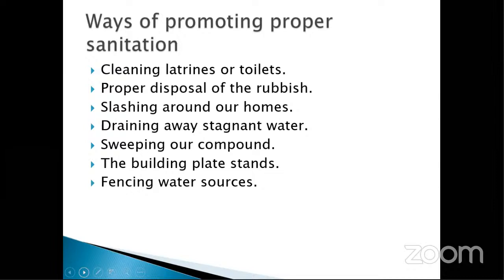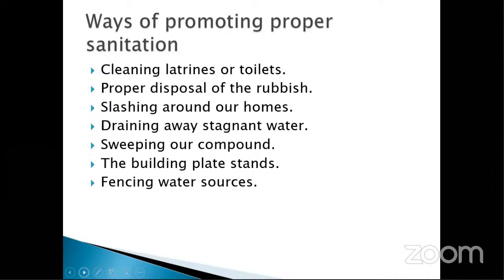So these are the ways of promoting proper sanitation. You can simply say by cleaning latrines, by proper disposal of rubbish, by slashing around our homes, by draining away stagnant water, by sweeping our compound, building plate stands, and the other is fencing water sources. So that is what you need to know.